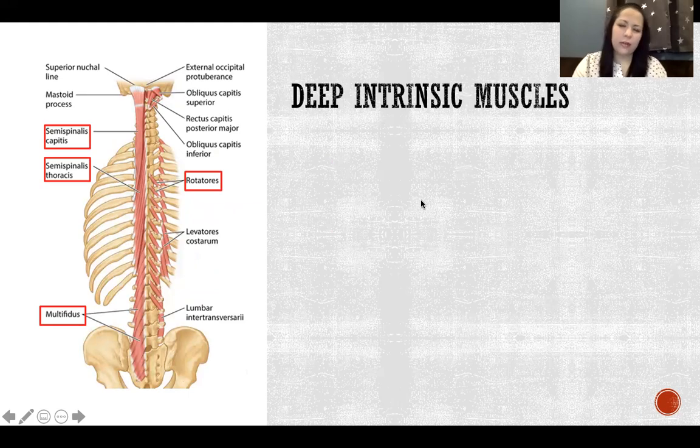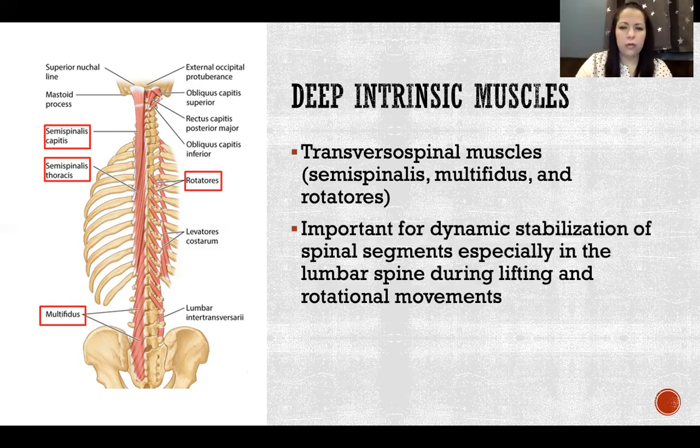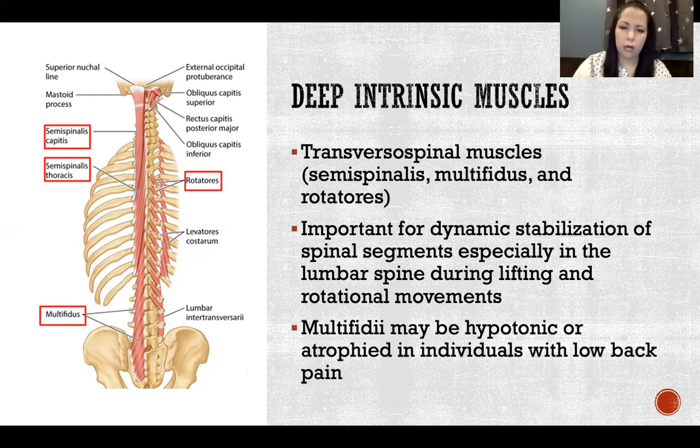Okay, so deep intrinsic muscles include the transversospinal muscles, so the deeper portions of those muscles. So semispinalis, multifidus, and rotators. So important for dynamic stabilization of spinal segments, especially in the lumbar spine during lifting and rotational movements. Okay, so these little ones, very deep, are really important for helping to maintain the stability of every level of the spine, especially while we're rotating and when we're lifting and putting a lot of load through the trunk.